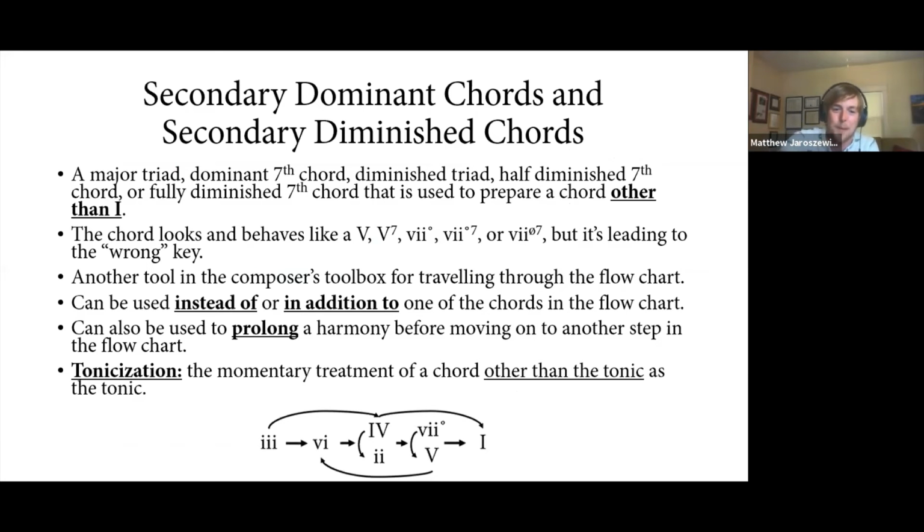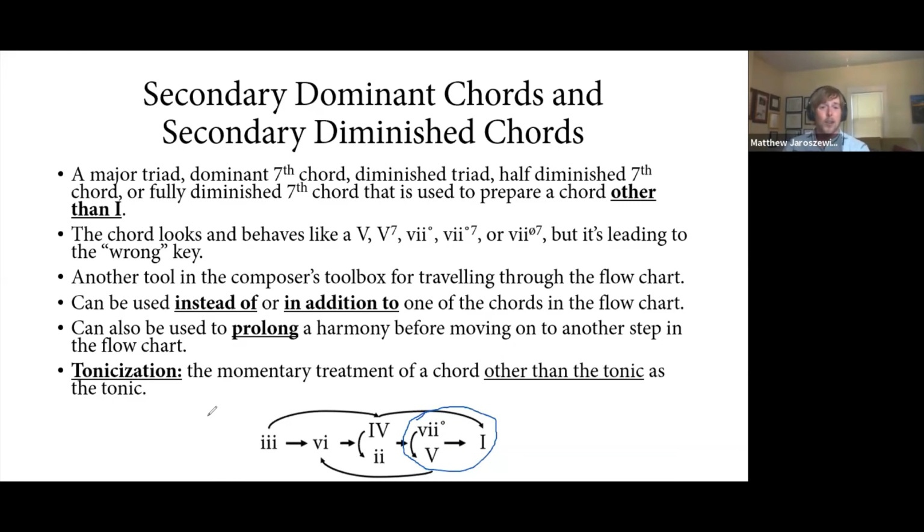The chords that have the C sharps are what we call secondary dominant chords and secondary diminished chords. These are essentially a major triad, dominant 7th chord, diminished triad, half diminished 7th chord, or fully diminished 7th chord that is used to prepare a chord other than 1. Basically, we're using this final step of the flow chart, 7 going to 1, 5 going to 1, on a key other than the tonic, basically leading to the wrong key from what we would expect given the key that we are in.